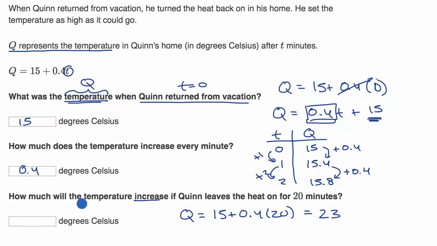They're asking how much will the temperature increase? Well, what did we start from? We started from 15 degrees Celsius, and now after 20 minutes we have gone to 23 degrees Celsius. So we have increased by 8 degrees Celsius. Or another way to think about it, we have increased by this amount right over here. We started at 15, and after 20 minutes, we've increased by 0.4 times 20, which is 8 degrees Celsius. And we're done.